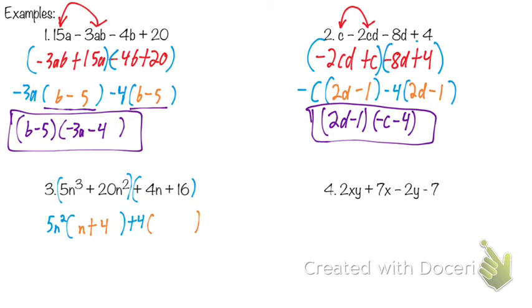Now, what are we left with in the parentheses? N plus 4. N and plus 4. Hey, wait, what do we notice here? They're the same thing. They're the same exact thing. Would you look at that? There we go. That's better now.